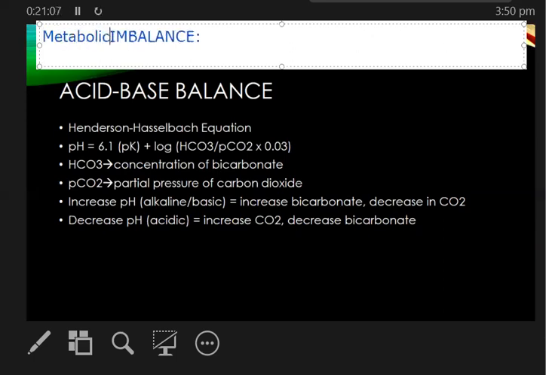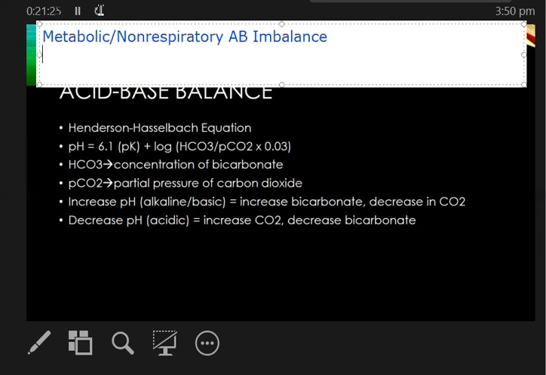Say for example, there is a metabolic imbalance, which is otherwise referred to as a non-respiratory acid-base imbalance. What are the things that we have to take note of? The affected organ in your metabolic or non-respiratory acid-base imbalance is your kidneys.